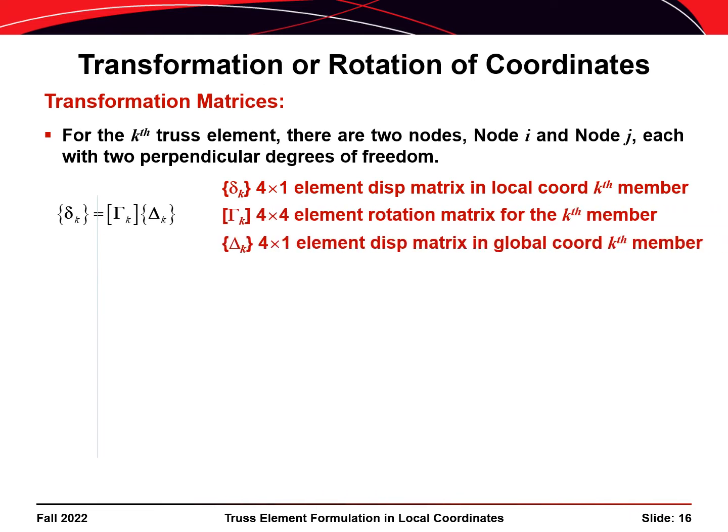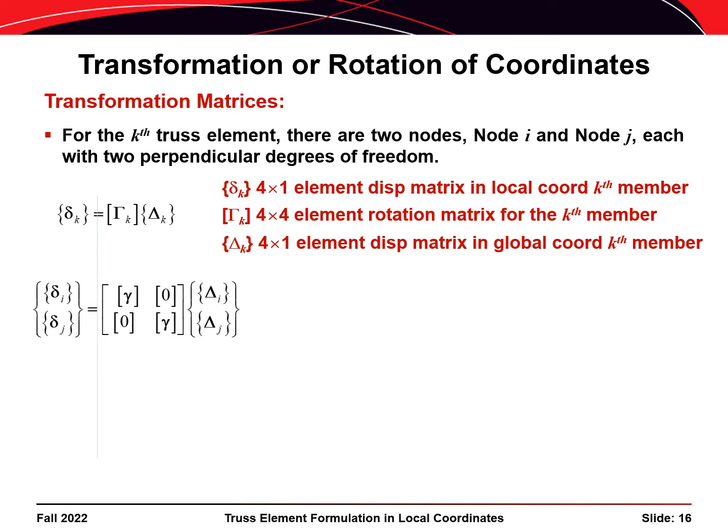Lowercase delta sub k is a 4x1 element displacement matrix in local coordinates for the kth member. Uppercase gamma sub k is a 4x4 element rotation matrix or transformation matrix for the kth member. And uppercase delta sub k is a 4x1 element displacement matrix in global coordinates for the kth member.